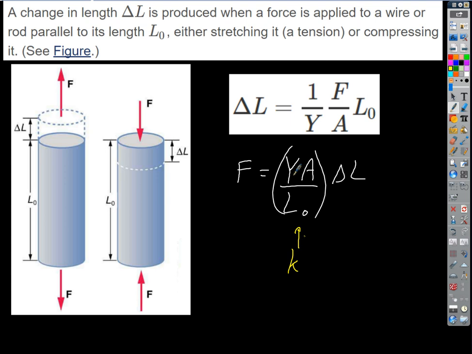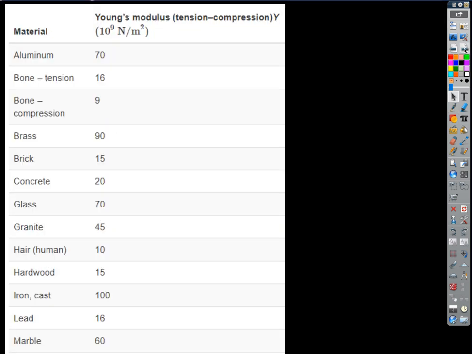And then finally, what's this Y? It's called the modulus of elasticity, or more commonly, Y stands for Young's modulus. Okay, and that's a property of the materials. You'd have to just look at a list for that stuff. Like, for example, here's a list of Young's modulus for a bunch of different objects. Like aluminum, it's 70.